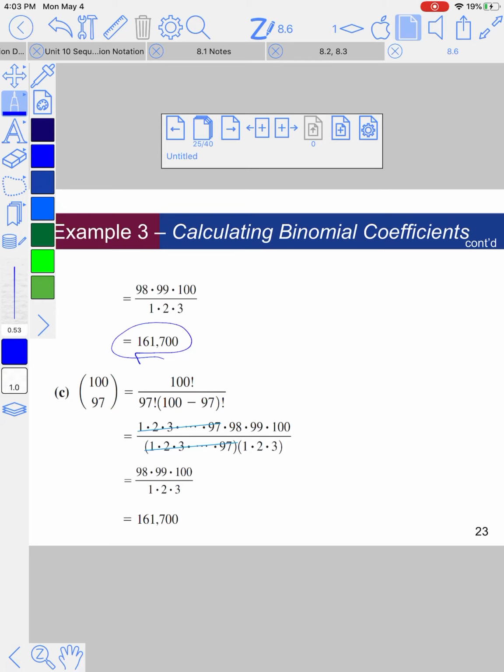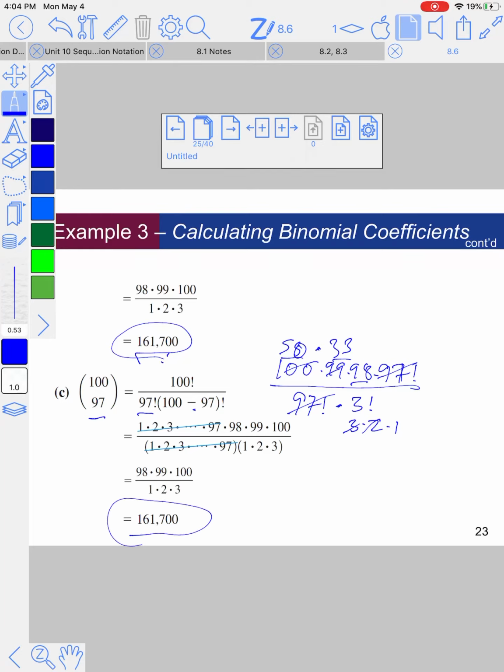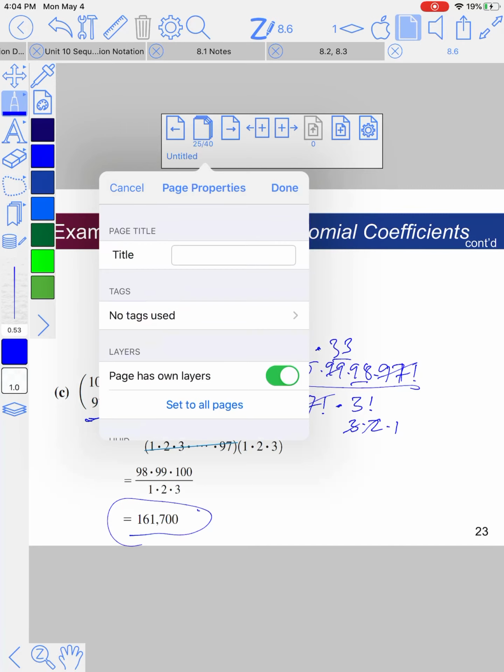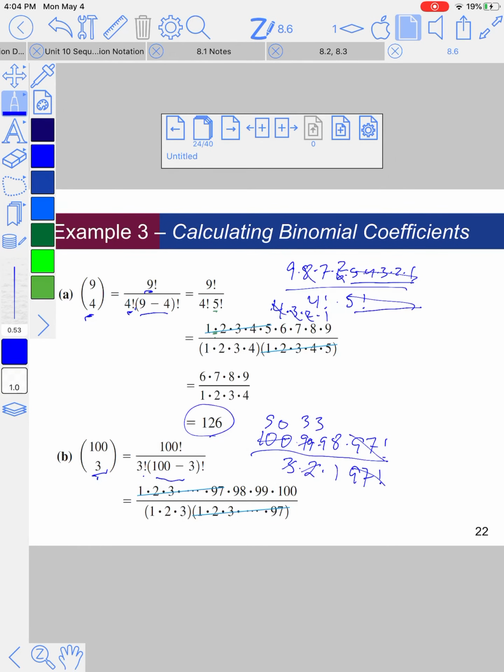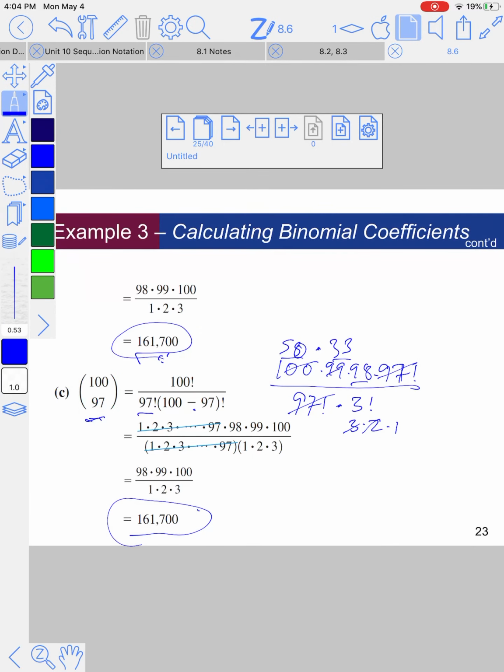Now this is kind of an interesting phenomenon that's going to happen. Watch this. 100 choose 97. So 100 factorial, which would be 100 times 99 times 98 times 97 factorial, over 97 factorial there, and 100 minus 97 is 3 factorial. So these will simplify. 3 factorial is 3 times 2 times 1. 3 goes into 99 33 times, 2 into 100 is 50. And if you remember correctly, we just multiplied those three together to get 161,700. So in other words, these two are exactly the same, whether you choose to do 100 choose 97 or 100 choose 3. Interesting, 100 minus 3 is 97.